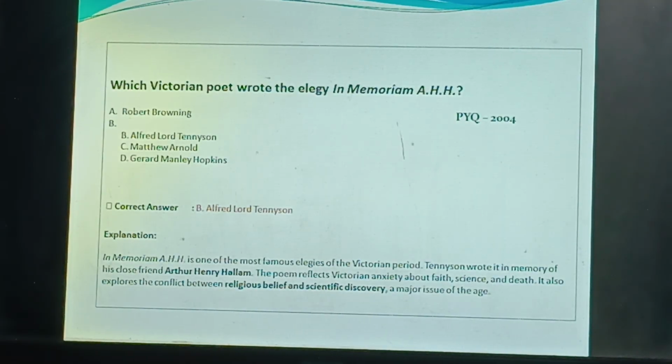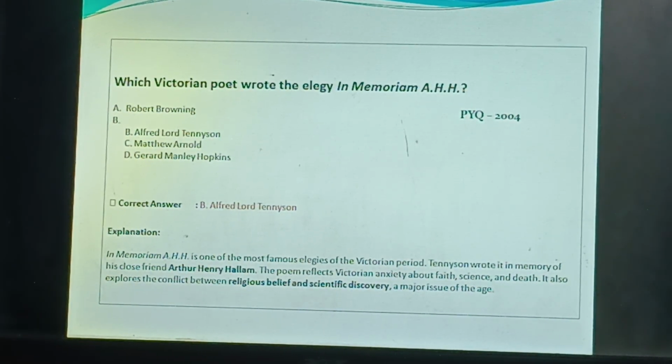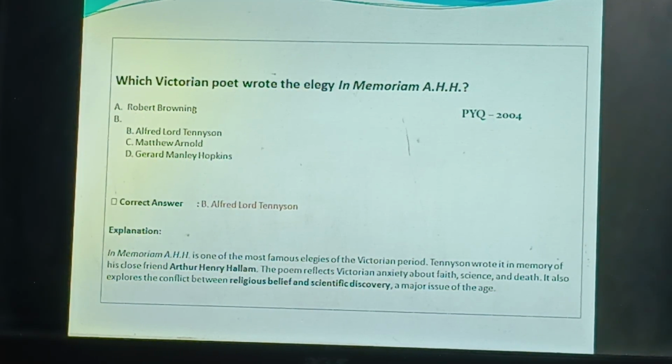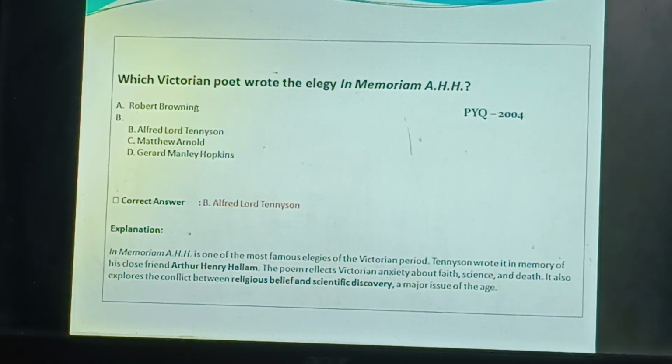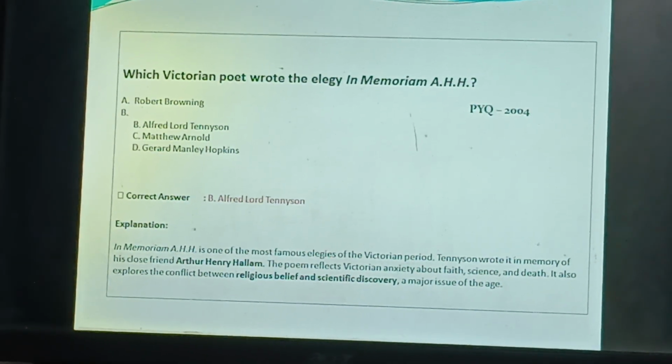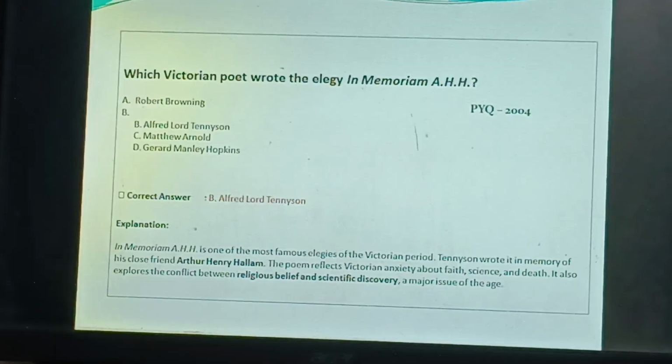Tennyson wrote it in memory of his close friend Arthur Hallam. The poem reflects Victorian anxiety and faith, science, and death. It also explores the conflict between religious beliefs and scientific discoveries. Alfred Lord Tennyson is a very prominent poet of the Victorian period, and Arthur Hallam was his very fast friend. Suddenly he died, Tennyson became very sorrowful, and he wrote a poem. It is called the elegy.